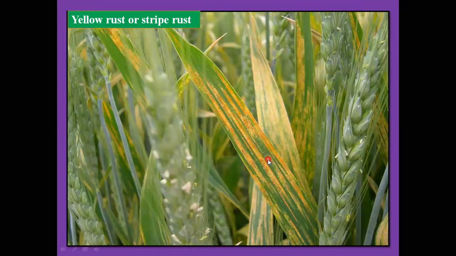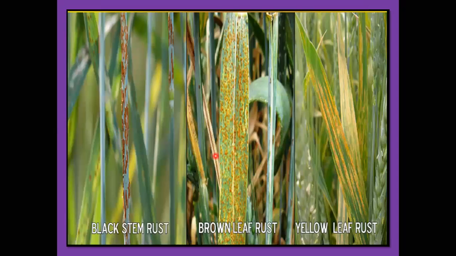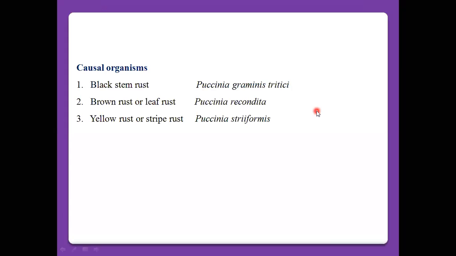You can easily see the bright orange or bright yellow pustules or stripes on the surface of the leaf, and this is easily identified from brown rust or black rust. So these are the three types of rust seen in these pictures: black rust, brown rust, and yellow rust.